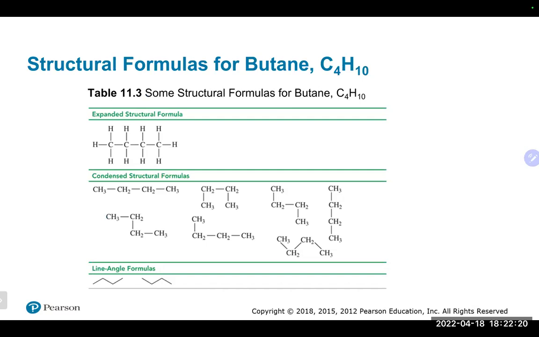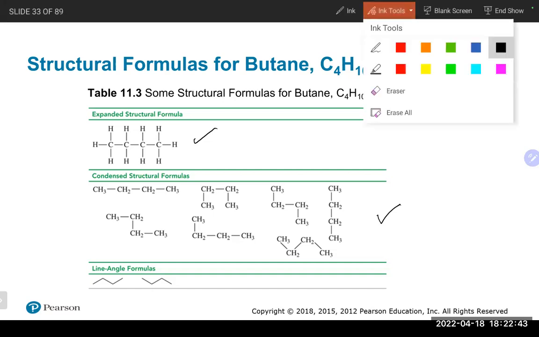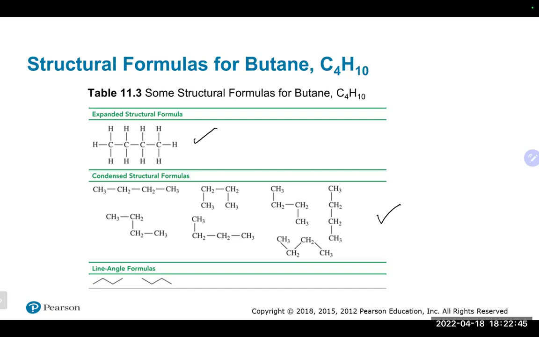So here's just some examples of butane and different ways of writing it. This is expanded structural. These are all condensed structural formulas. Now you may say, are all these things different things? And the answer is no, they are not. So one important lesson, especially when we talk about things like isomers, is that when you go to name something, the most important thing that you're looking for is the longest continuous carbon chain.